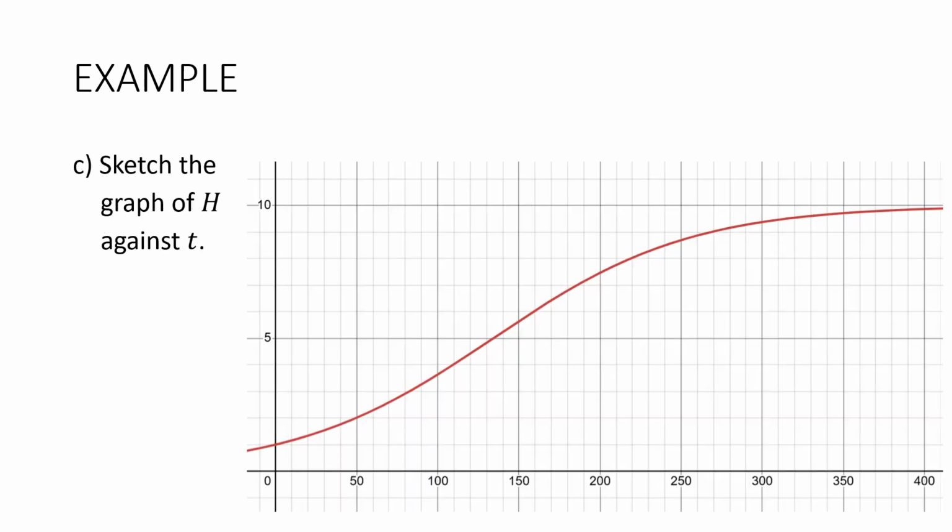Part C. Sketch the graph of H against t. So I've done this using Desmos, but you can see that we start off with an exponential type curve, and then around about here it changes concavity and then tapers off towards an asymptote of H is equal to 10 billion.